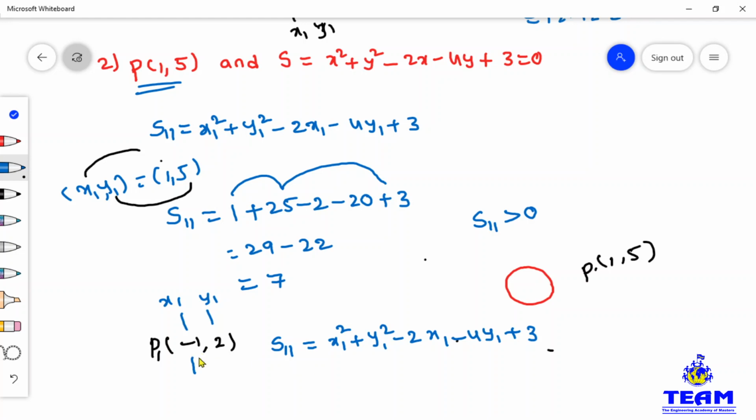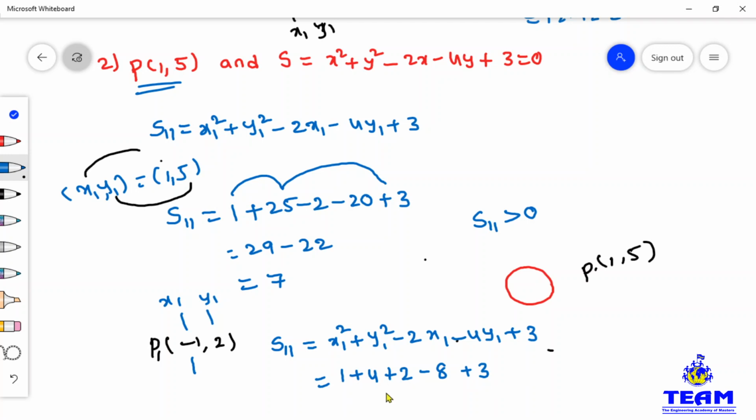So put x1 is equal to minus 1. Then you will have minus 1 whole square is 1. And here y1 is what you have? 2. So 2 square is nothing but 4, minus 2 into x1. What is x1? Minus 1. So here you have minus of minus, plus 2. Next minus 4 into y1. What is the y1? Here you have 2. So minus 4 times 2 is nothing but minus 8. Plus what do I have here? 3 only. Is there any other term? No. So you can say plus 3.